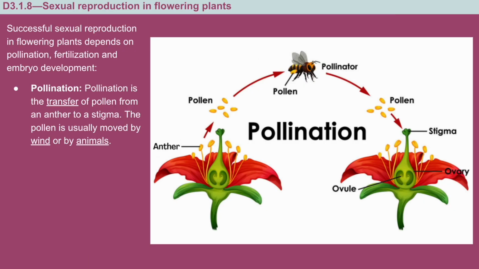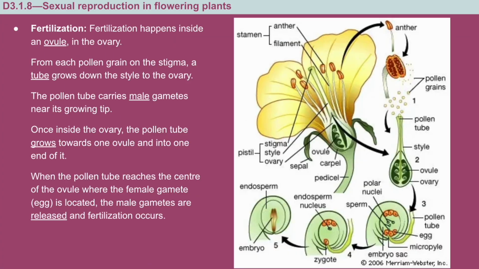Next up. Successful sexual reproduction in flowering plants depends on pollination, fertilization, and embryo development. So first up, pollination is just the transfer of pollen from an anther to a stigma. It can be moved by wind or animals. On the other hand, fertilization happens inside an ovule in the ovary.